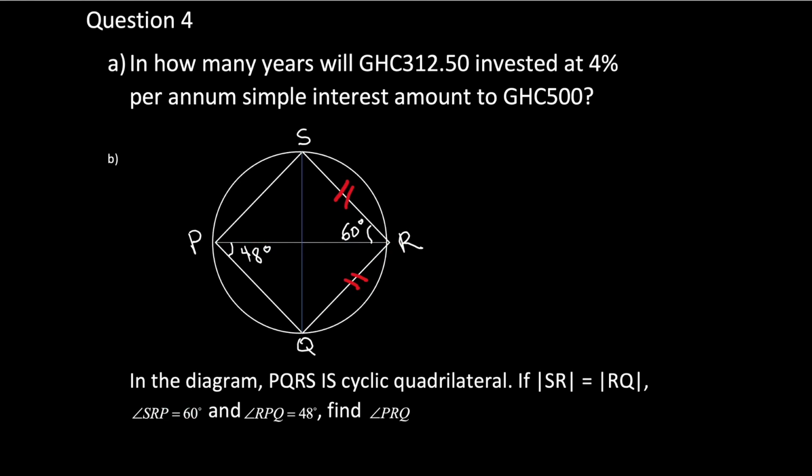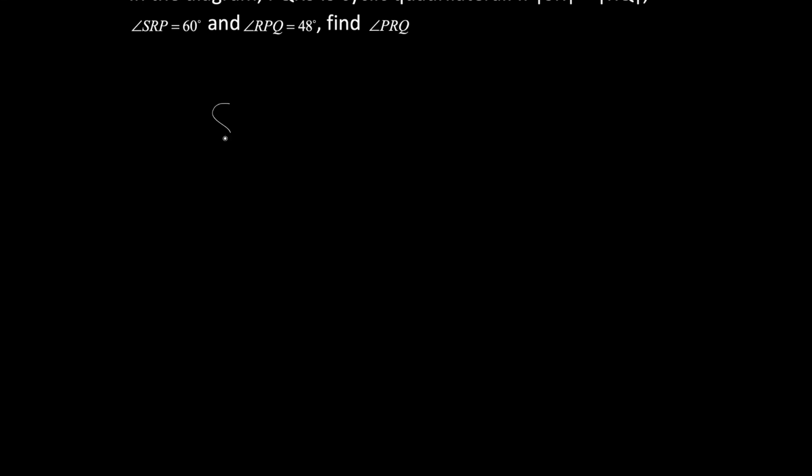Question 4a. In how many years will 312.50 Ghana cedi invested at 4% per annum simple interest amount to 500 Ghana cedis? So, solution 4a.